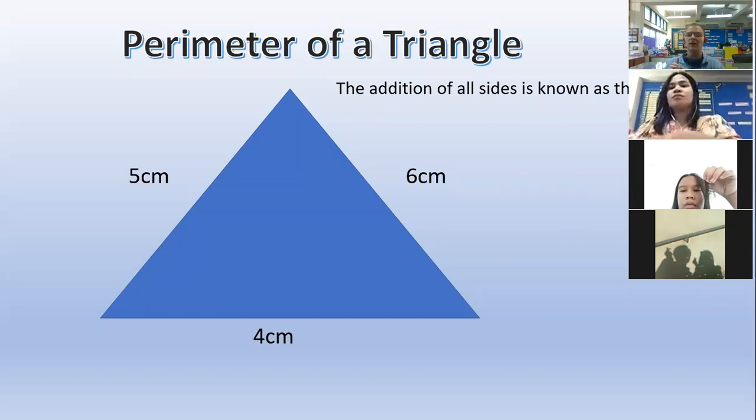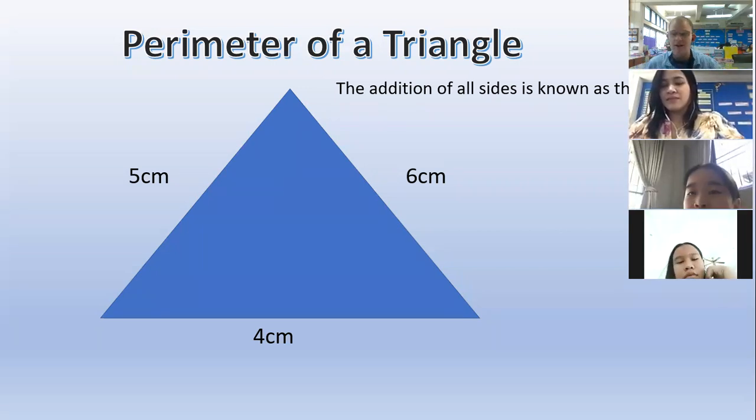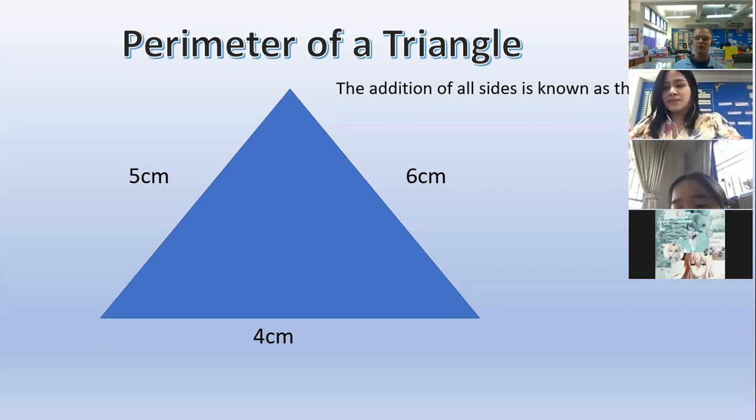So last week we looked at the perimeter of a triangle. Who can tell me what is the perimeter? How do we calculate it? Anyone tell me? The addition of all sides. Excellent answer there. Well done. The addition of all sides is known as the perimeter. The perimeter is the total distance of all sides together.